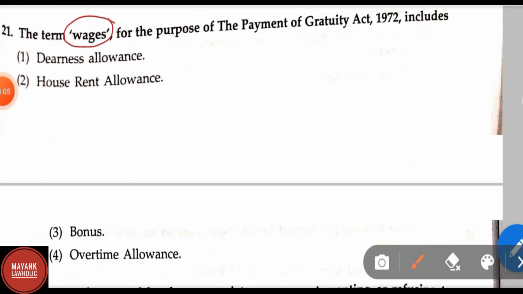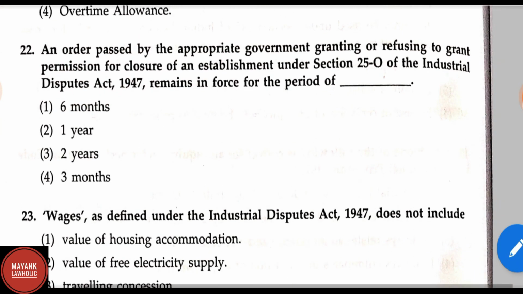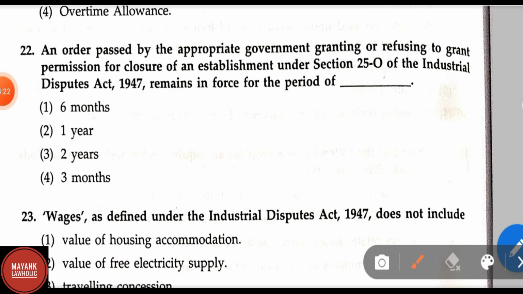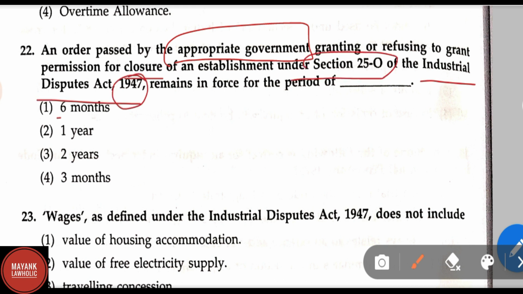The term wages for the purpose of the Payment of Gratuity Act 1972 includes dearness allowance, house rent allowance, bonus or overtime allowance. Correct answer is 1, dearness allowance, DA. Question number 22. An order passed by the appropriate government granting or refusing to grant permission for closure of an establishment under section 25O of the Industrial Disputes Act 1947 remains in force for the period of: option 1, 6 months; option 2, 1 year; option 3, 2 years; and option 4, 3 months. Correct answer is option 2, that is 1 year.